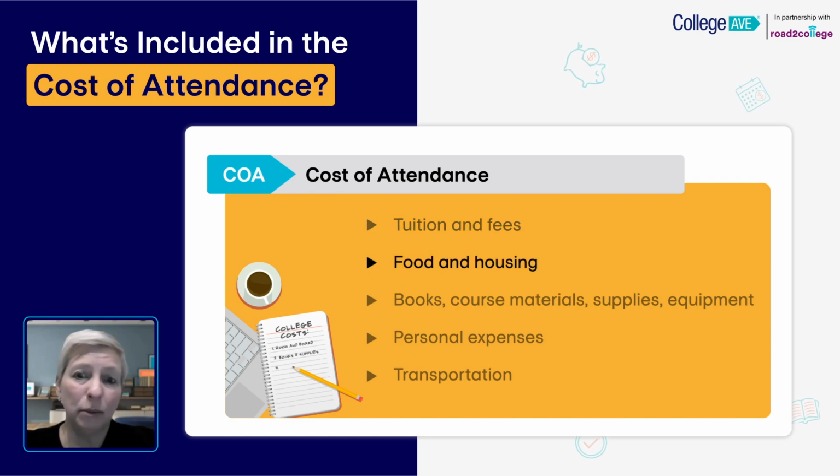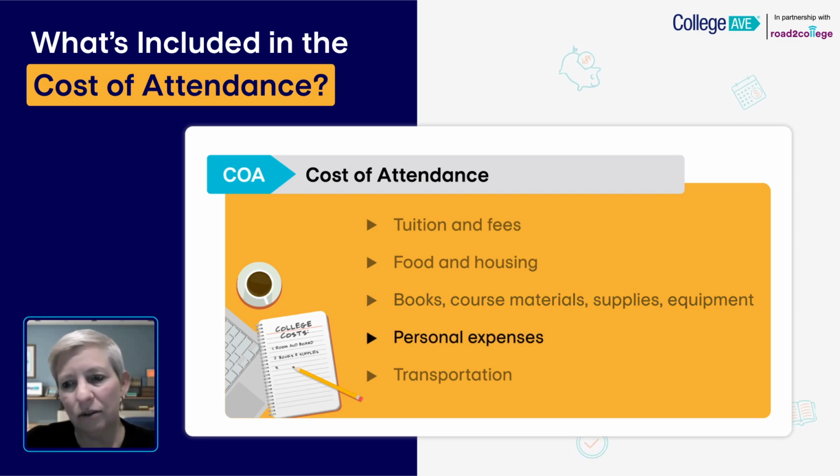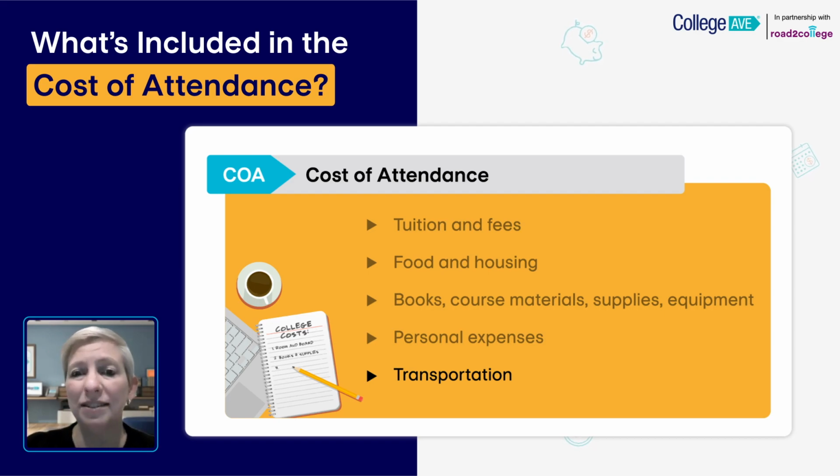So you basically need to be able to eat and sleep while you're at college, and that is a category that must be included. The third category is in reference to books, any kind of course materials, supplies, or equipment. The fourth category is called personal expenses, and that essentially is what you might consider buying toothpaste and things like that, your personal expenses that need to occur while you're at school. And then the fifth and final category is transportation. They're going to use an average transportation cost in the total.